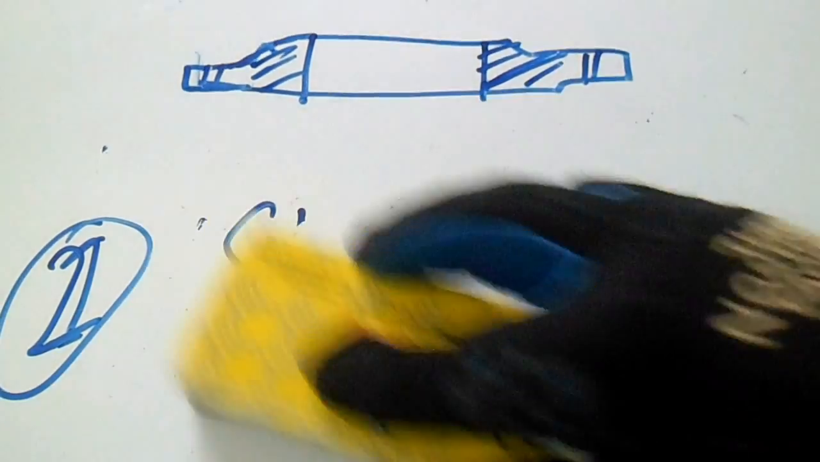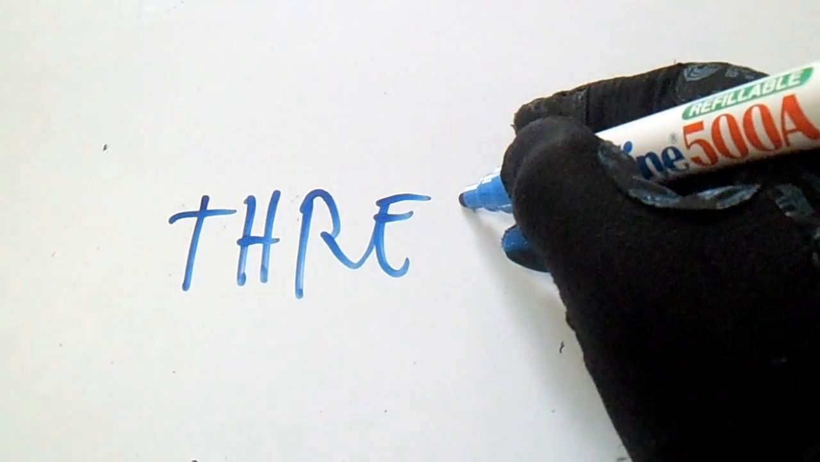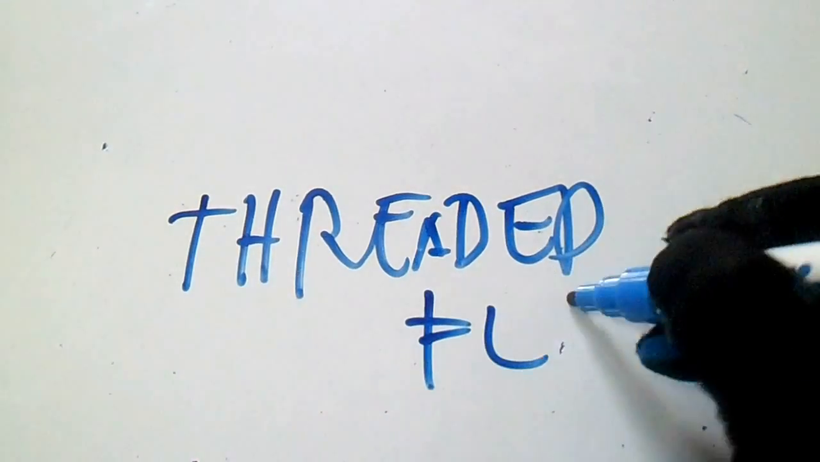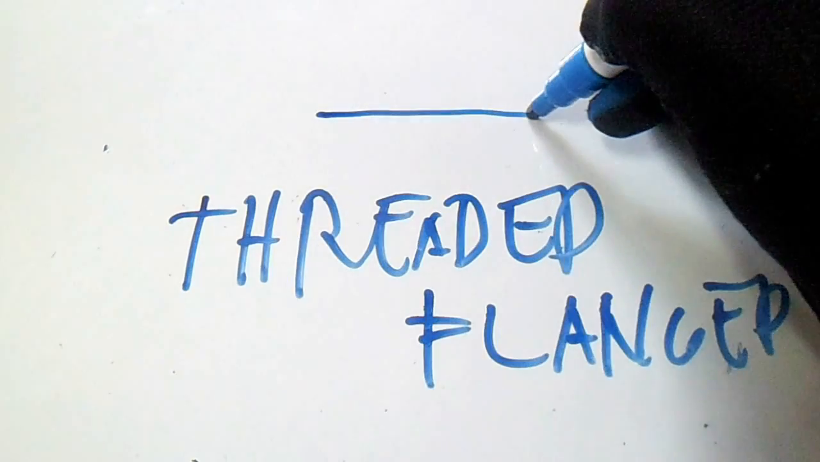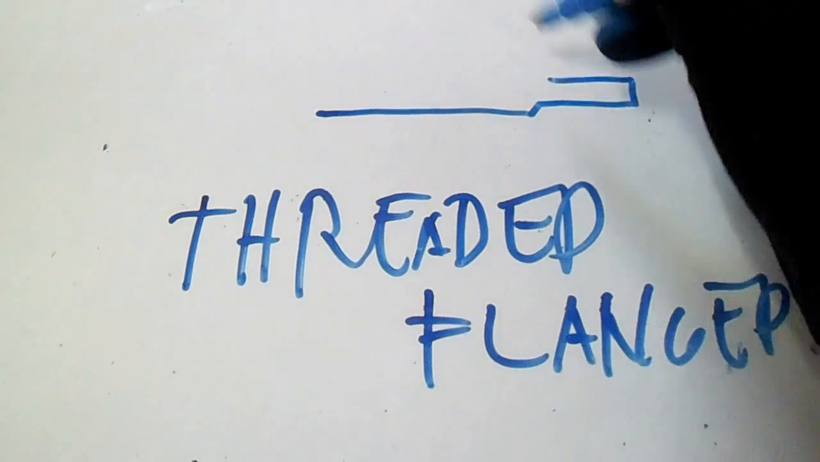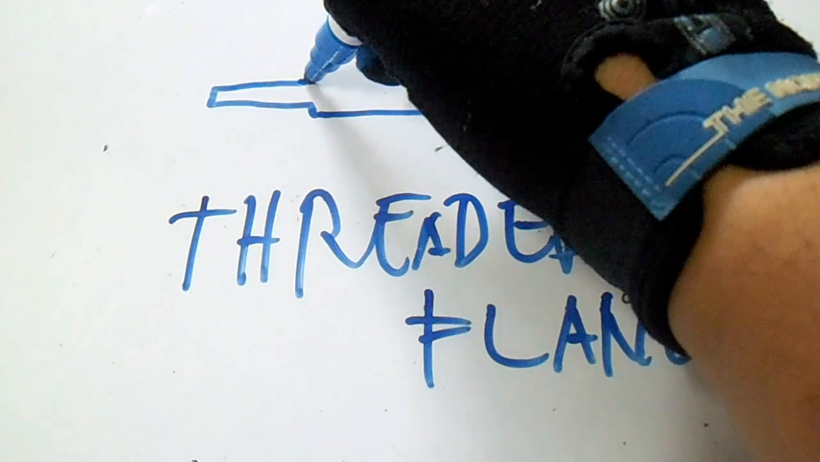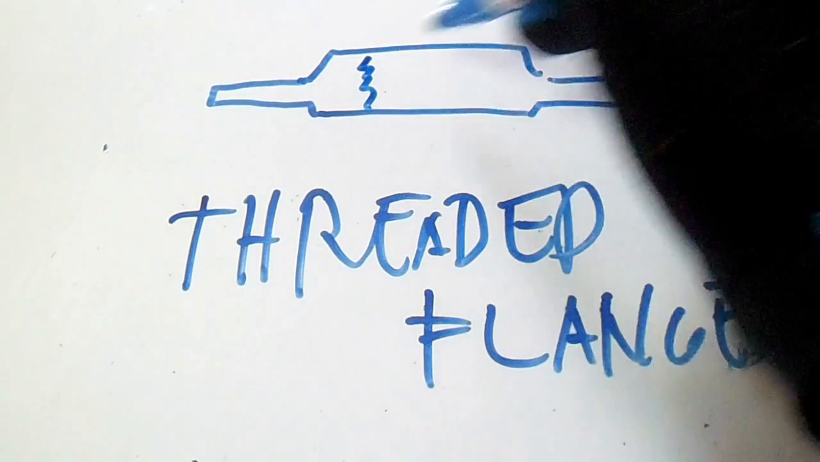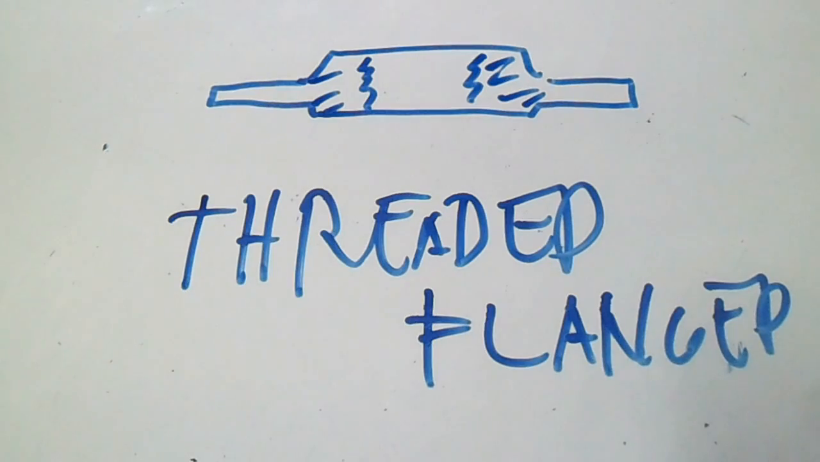Okay, next, number 3 is threaded flanges. So for the drawing of these threaded flanges, they have a thread inside. Okay, so this is a threaded flange.